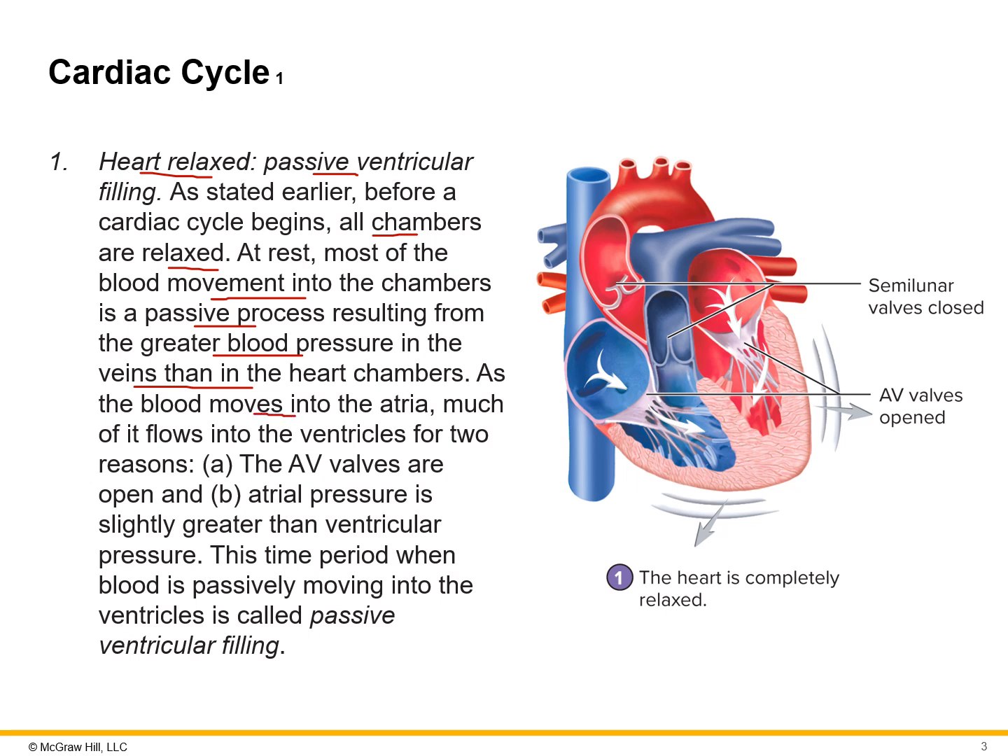As blood moves into the atria, much of it flows into the ventricles for two reasons. One, the AV valves are open. So again, here are our valves. Here we have our tricuspid and bicuspid, they're open. And that atrial pressure is slightly greater than the ventricular. So again, we have more pressure here in the atria than the ventricles, so it goes from high to low. The valves are open and we're moving from high to low pressure. And this is passive ventricular filling.